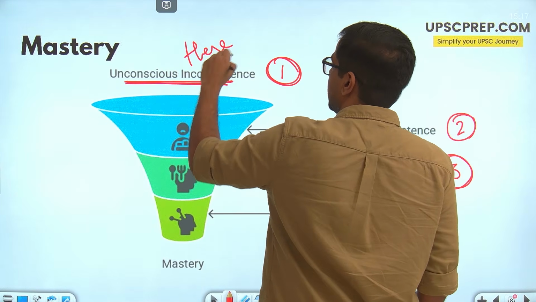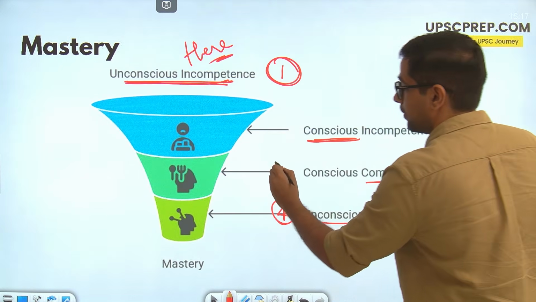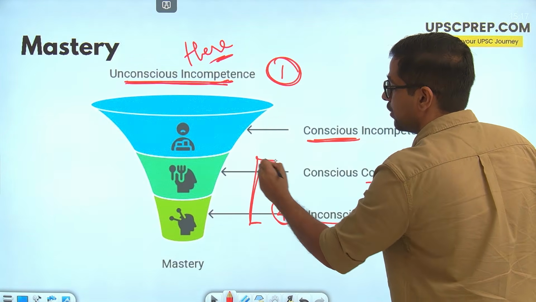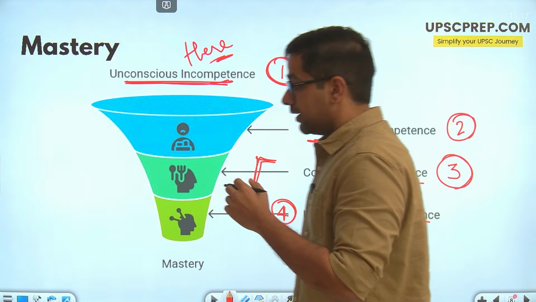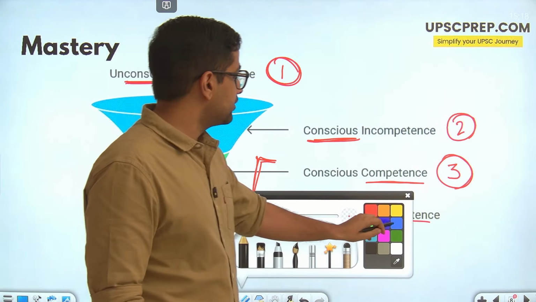They are at level 1. But the people who are clearing mains are at level 3 or level 4. अब इसमें how do you change levels? That's a very, very important question that comes up right after this.